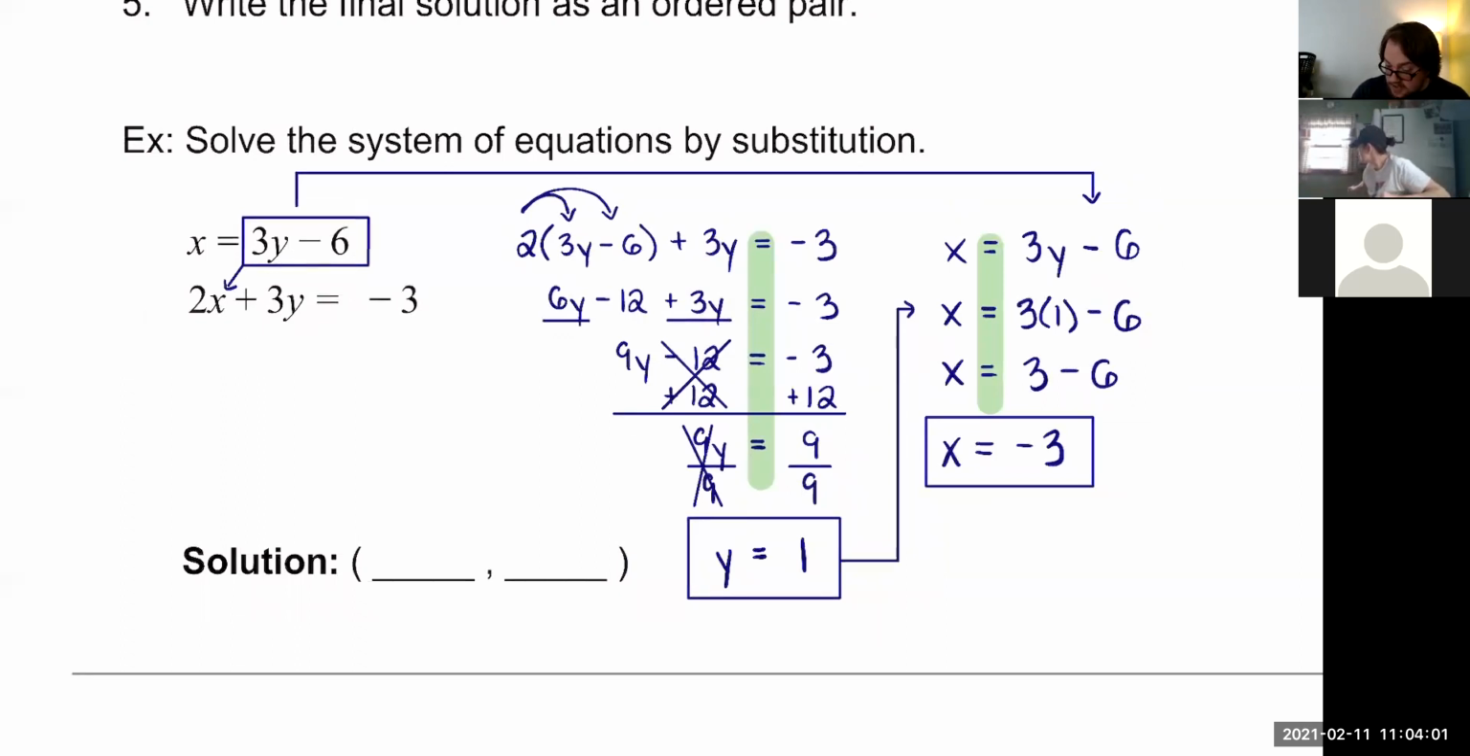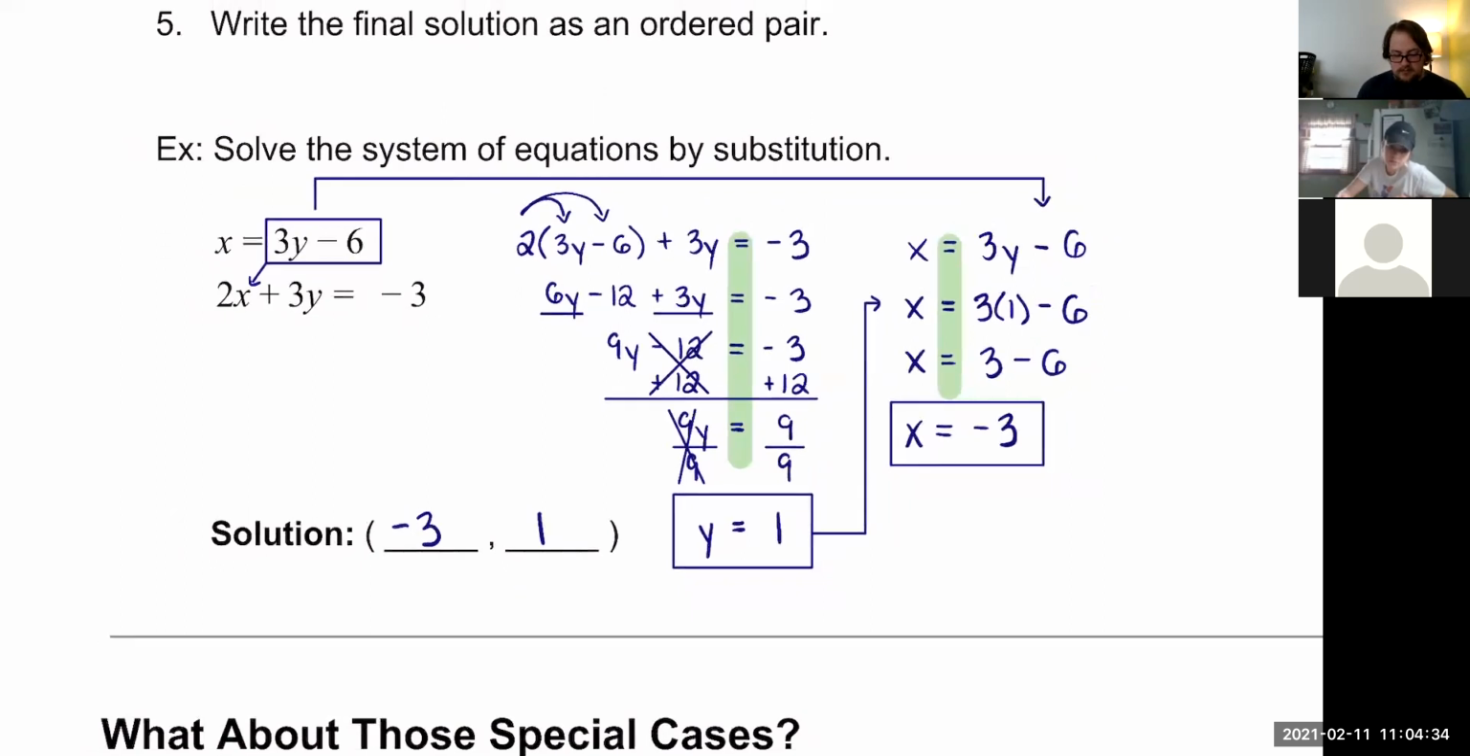Okay, so we just finished step 4. Step 5 says, write your final solution as an ordered pair. Now you said negative 3, 1. Why is that? We found the 1 first. Shouldn't we write that first? No. Why not? Because the x comes first because you're moving along the x-axis first. So as with any ordered pair, x always comes first. So our solution is negative 3, 1. But that was a good way to explain it.